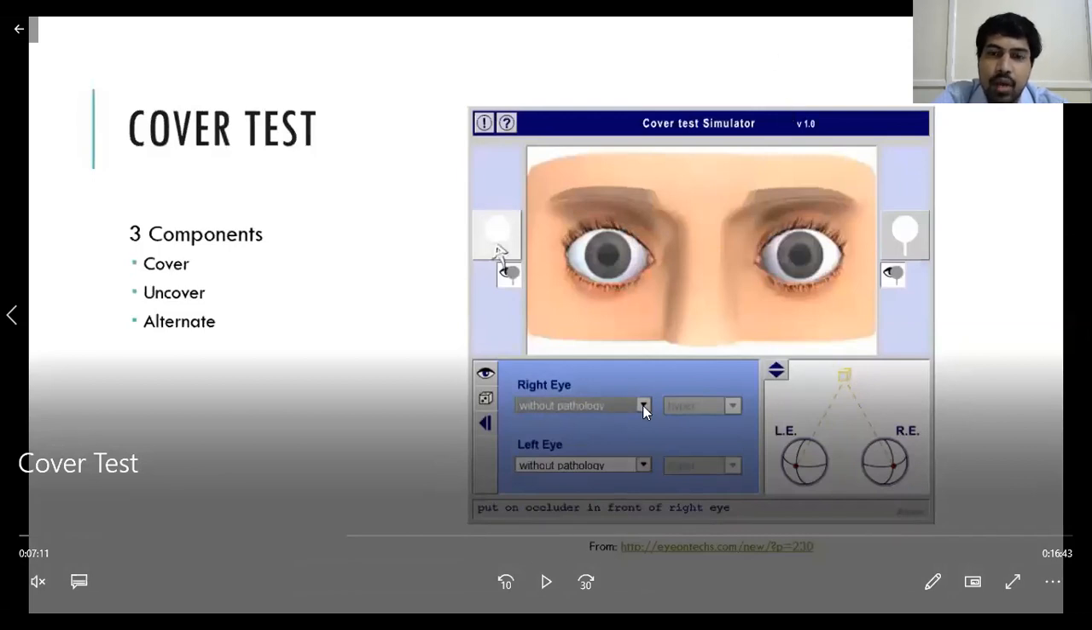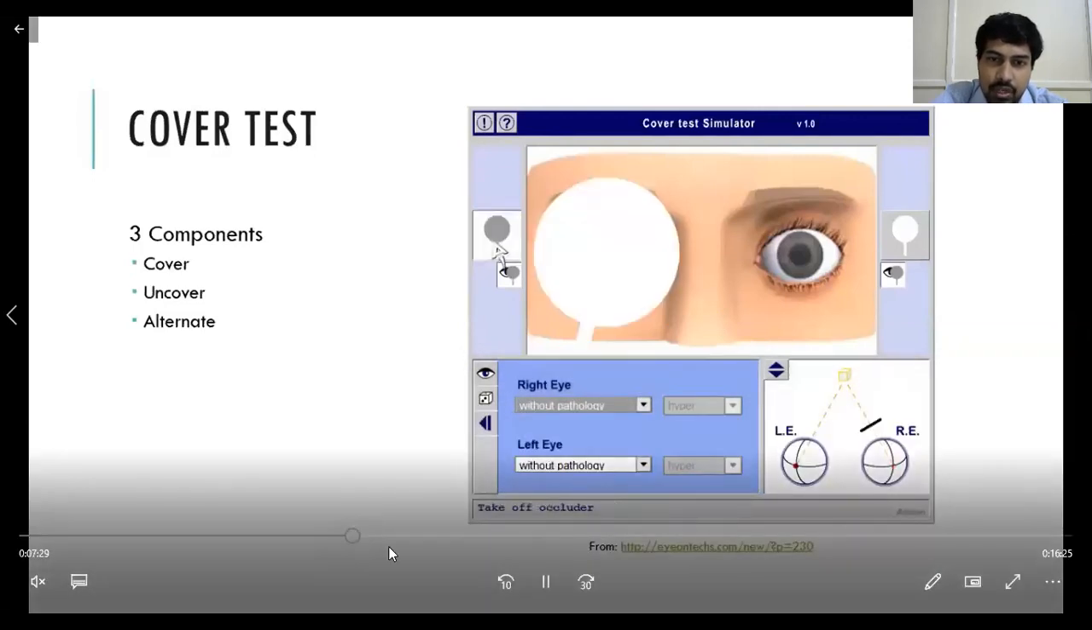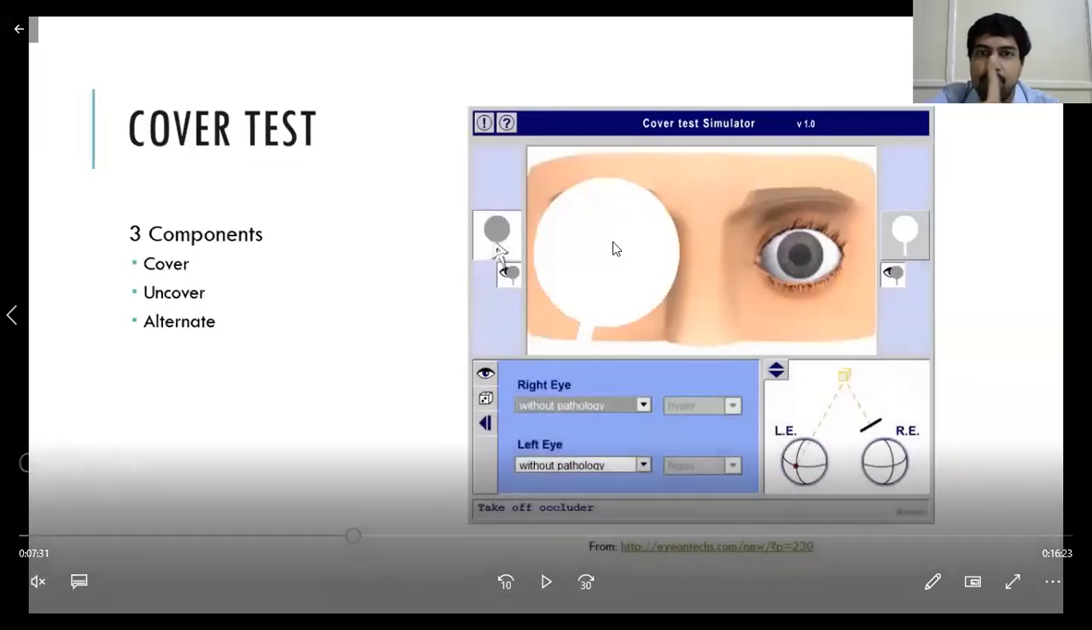Now you have to do tests known as the cover test and uncover test to know whether he's really having a squint or not. Now you see, we are covering this eye. We ask the patient to look at a near object. When both his eyes are open, we ask the patient to look at your finger. Suppose we are doing it for near. The patient is looking at your finger.